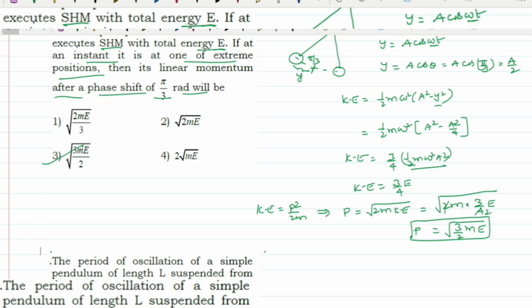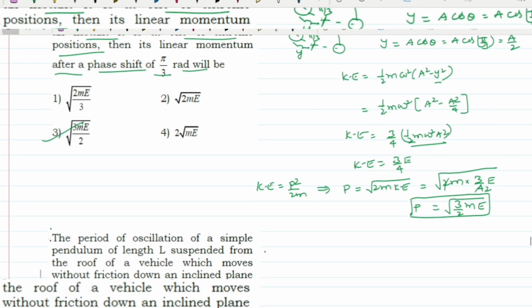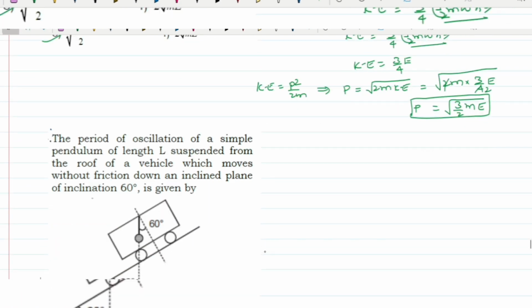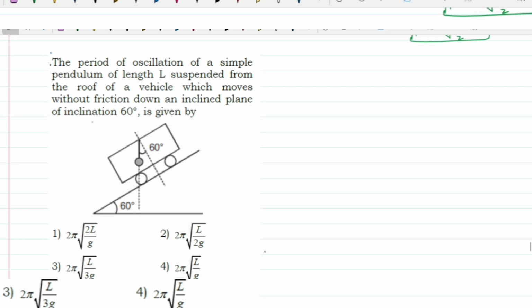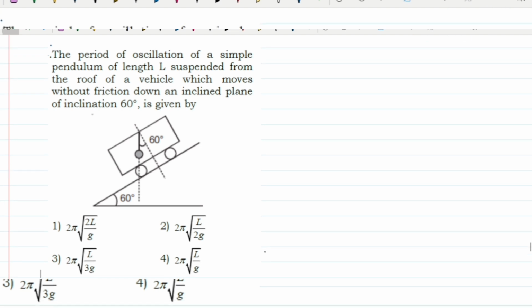Let us see the next question. The period of oscillation of a simple pendulum of length L is suspended from the roof of a vehicle which moves without friction down an inclined plane of inclination 60 degrees. They are asking for the time period of the oscillation when the body is moving down the inclined plane.